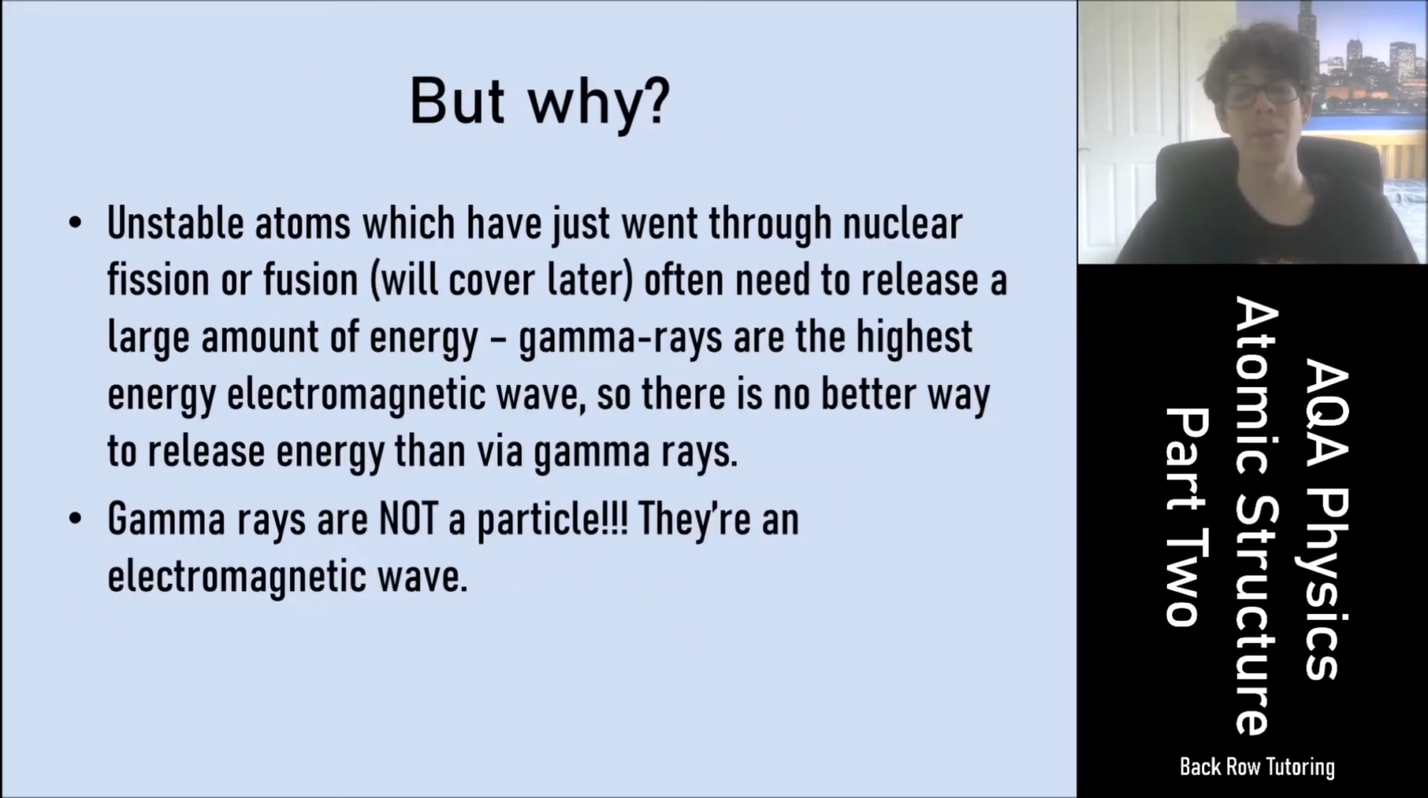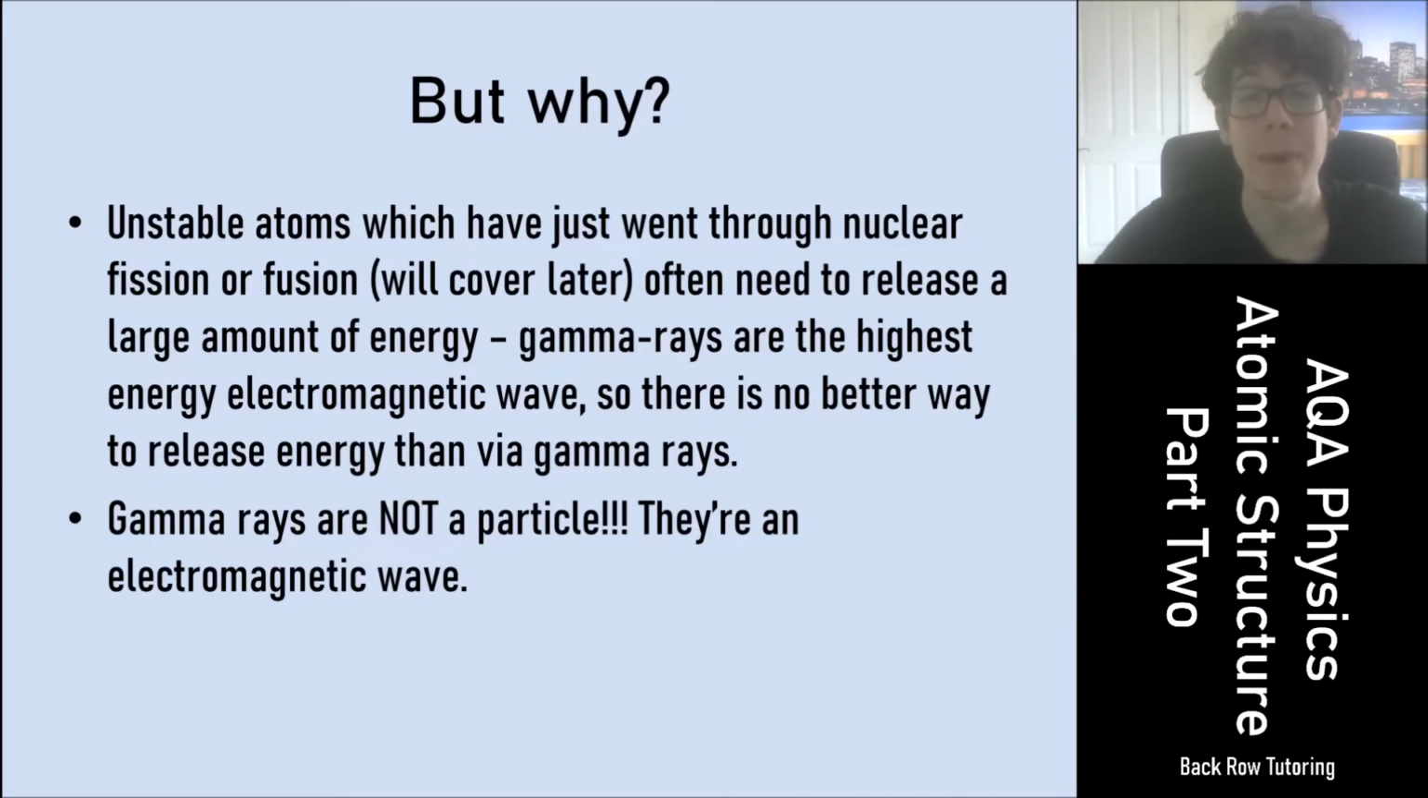So unstable atoms which have just gone through nuclear fission or fusion, which we'll cover later, often need to release a large amount of energy. Gamma rays are the highest energy electromagnetic wave, so there is no better way to release energy than via gamma rays. Gamma rays aren't a particle. That's something you really need to hammer into your heads.